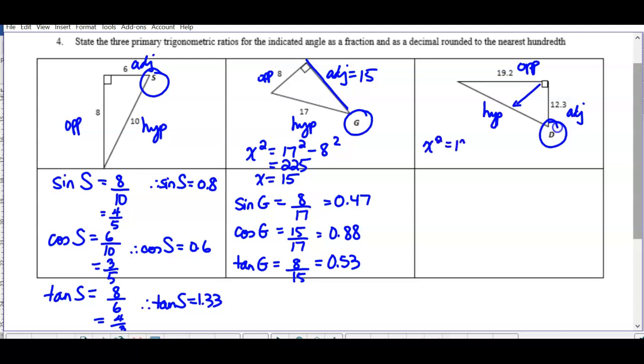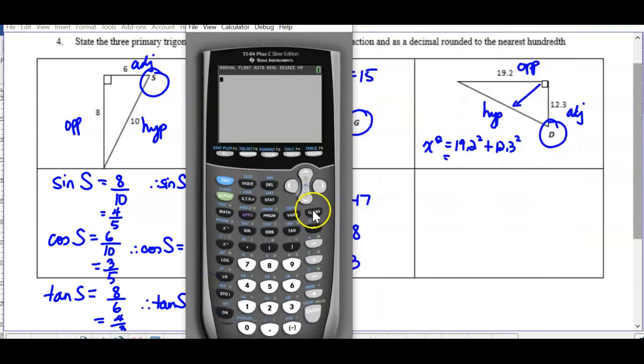So X squared equals 19.2 squared plus 12.3 squared. Oops, sorry, calculator. So 19.2 squared plus 12.3 squared, and then square root it. And round, so in this case, it's 22.80197336. I'm going to show all my answers because we are not asking you for the length of that side. So if you round it too early and use a rounded value, then you'll get more error in your final answer. I'm not asking you what the hypotenuse is.